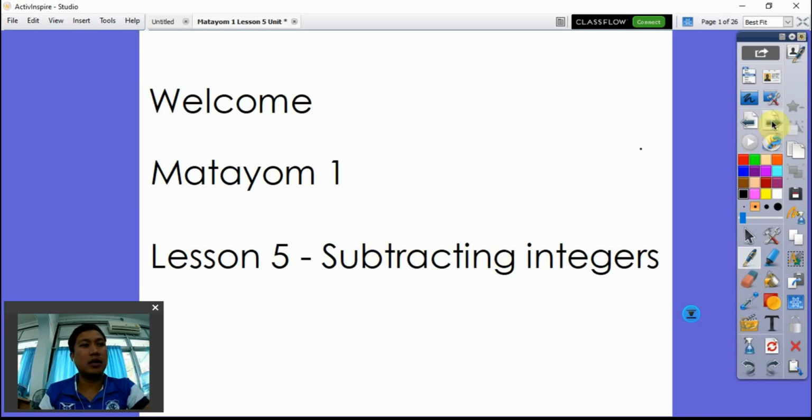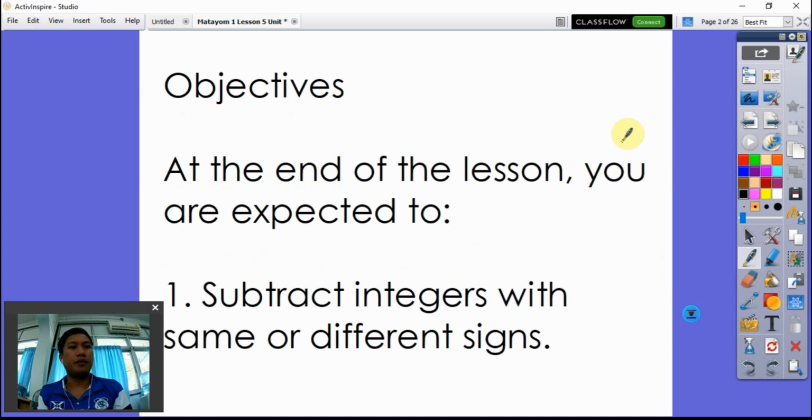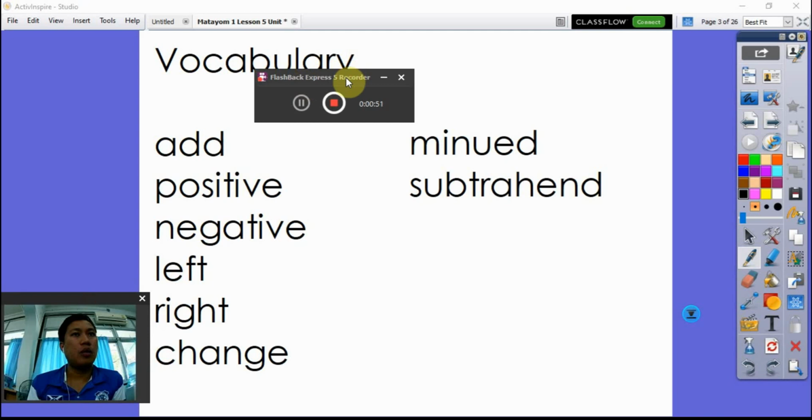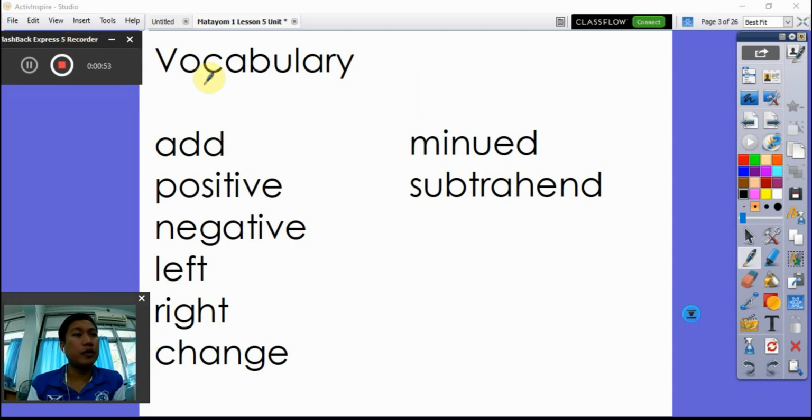Okay, let's get started. Our objective for today is that at the end of the lesson you are expected to subtract integers with the same sign or different signs. So you can have two different signed integers or same signed integers, and then you're going to subtract both of them. Okay, and then we have our vocab for today.